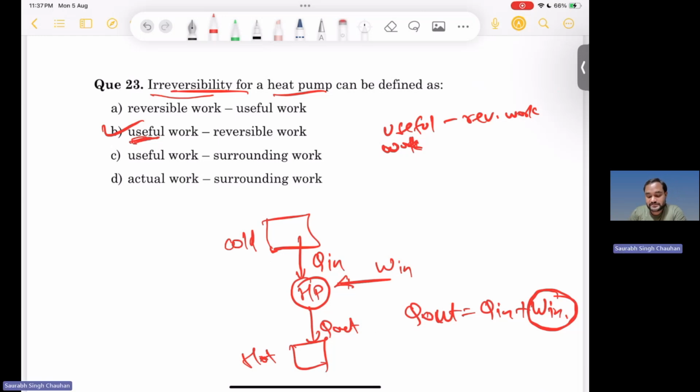Whenever there are irreversibilities involved, then for a work consuming device you will have to put in more work, and work producing devices will produce less work. And this difference between the reversible work and the actual work is the representation of how much irreversibility is involved. I hope this is clear.